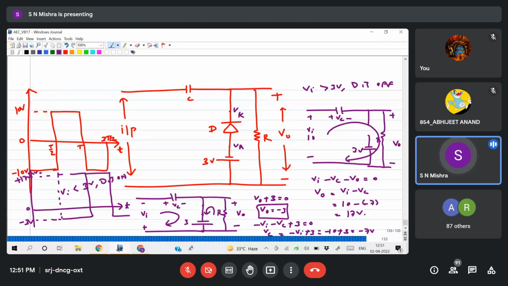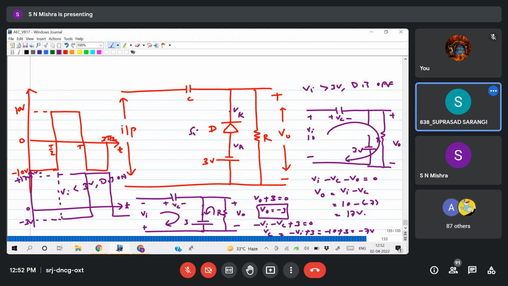Have you done this type of waveform or not? You match your answer. So a lot of questions can be framed, like you can take non-uniform input like 10 minus 20 or plus 20 minus 10. You can take even a silicon diode here. If you take a silicon diode, then what is the condition? 3 plus 0.7, so 3.7 will be the output voltage.